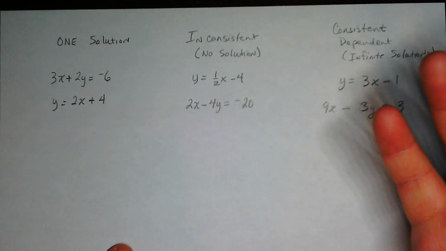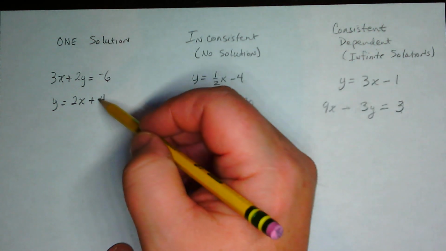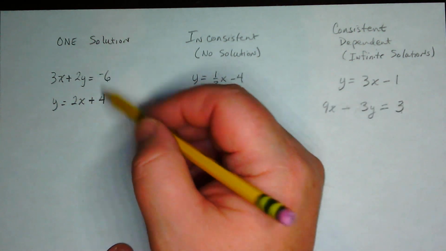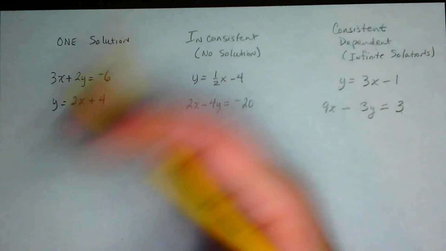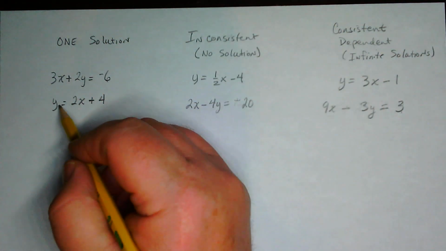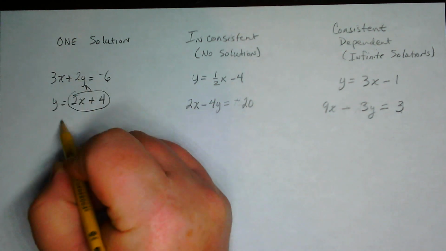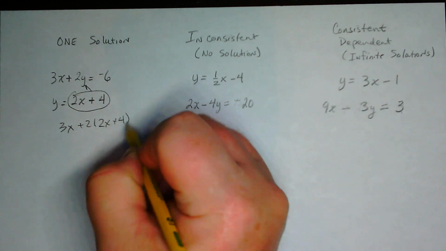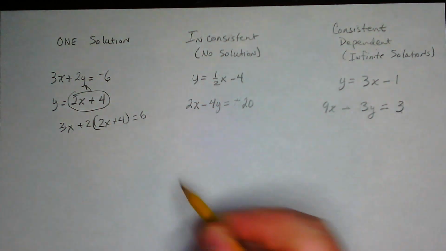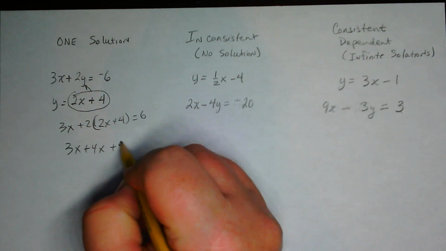But how does it look algebraically? Let's go ahead and explore that. When you solve this kind of system algebraically, you're going to end up with something that just works. For example, here I would use substitution. I'm going to take that value and plug it in right there. 3x plus 2, 2x plus 4 equals 6. And you solve that, right? So you're going to get 3x plus 4x plus 8 equals 6.